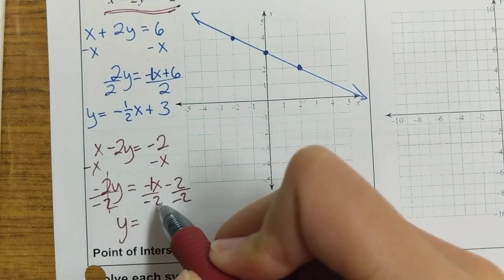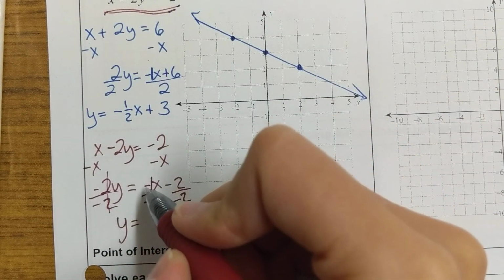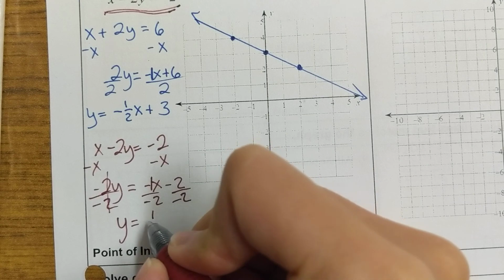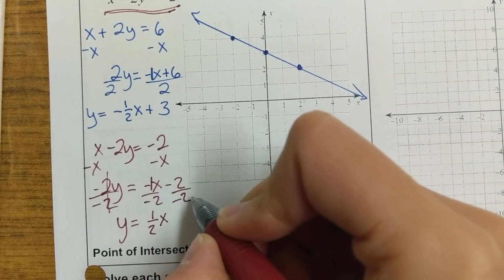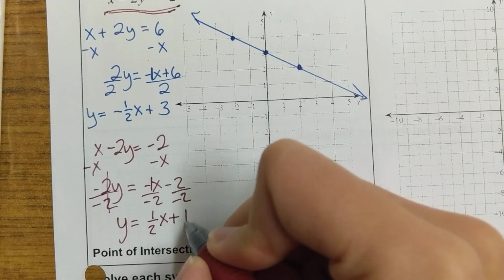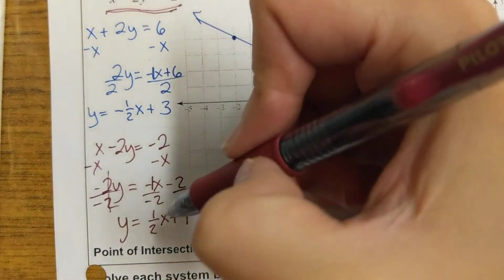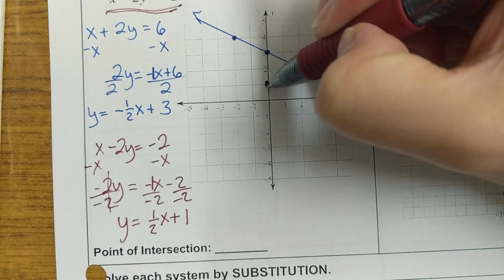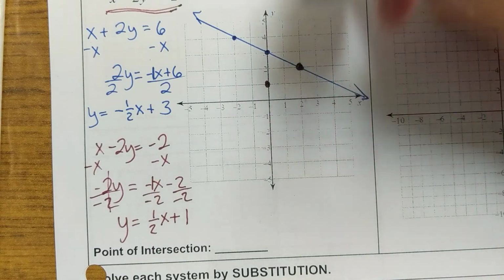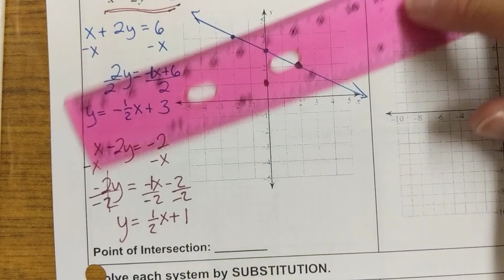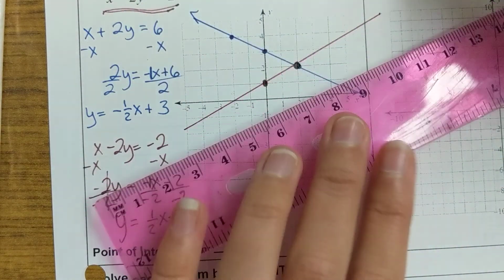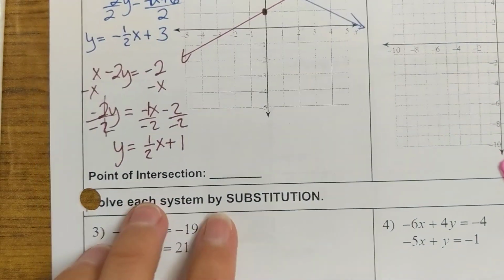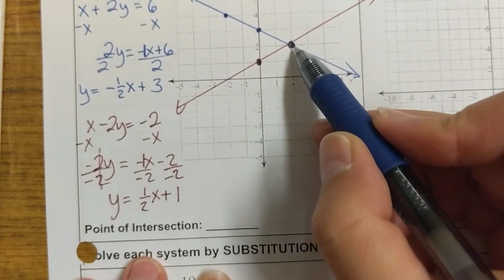Okay, negative 1 over negative 2. The numbers can't simplify, but the negative over negative is a positive, so that's just positive 1 over 2x. Negative 2 divided by negative 2 is positive 1, so plus 1. Our y-intercept is 1, put a dot at 1, then go up 1 over 2, and it looks like our point of intersection is very obvious. That point of intersection is 2, 2.